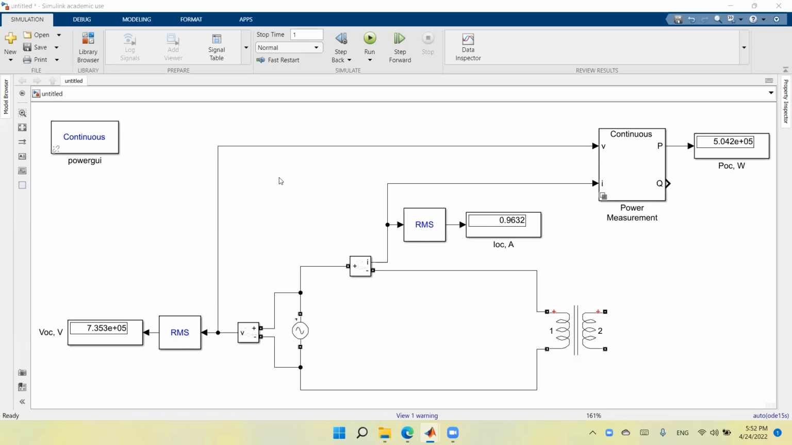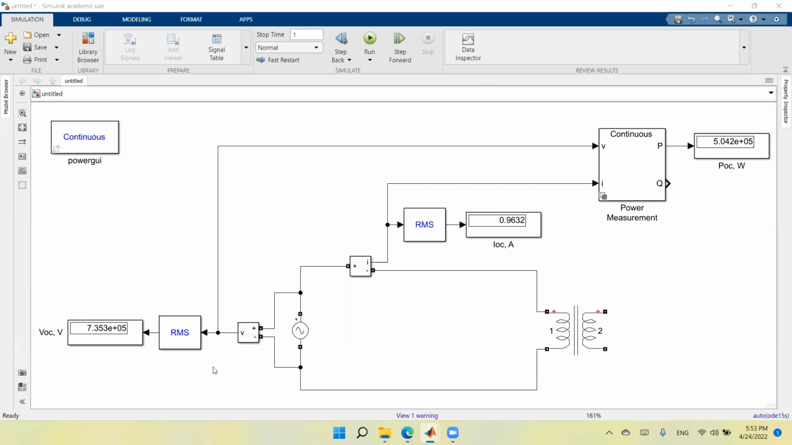In this video, we will perform the short circuit test on a linear transformer. In the previous video, we built this circuit for the open circuit test. As you see, the secondary side of the transformer is open circuited, and the voltage applied to the primary side of the transformer is the rated voltage.